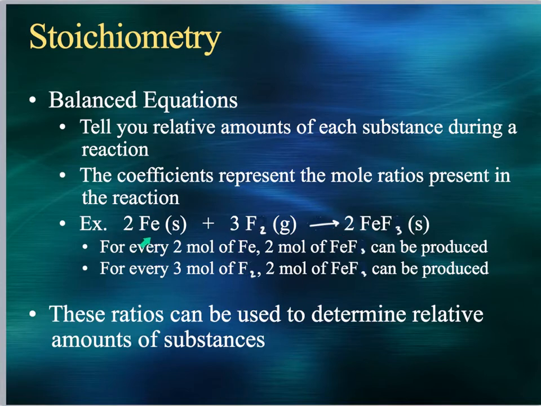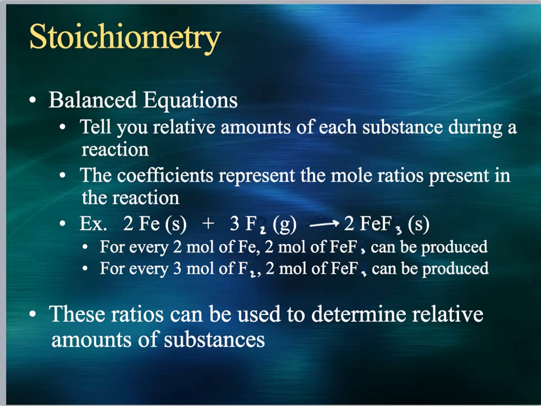So every 2 moles of Fe, 2 moles of FeF3 are produced, right? So every 2 of this produces 2 of this. For every 3 moles of F2, 2 moles of FeF3 can be produced, okay? Or any variety of multiple of this, right? You could have 4, 6, 4. Or even divided in 2, 1, 1.5, or 1. Now, when we write it as a balanced equation, it has to be whole numbers. But these represent moles, okay?